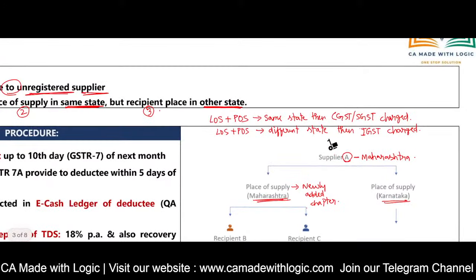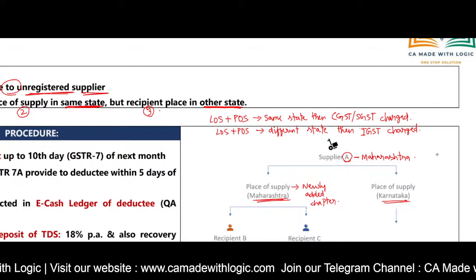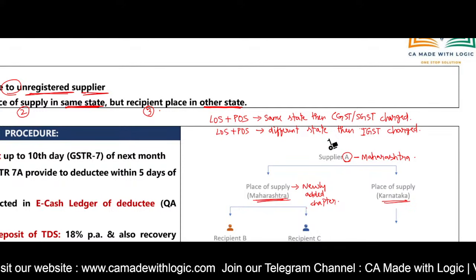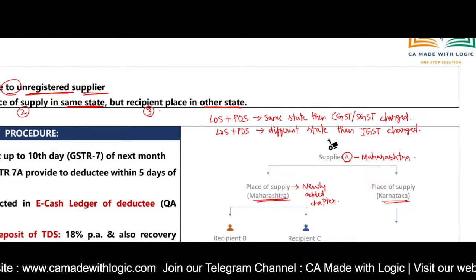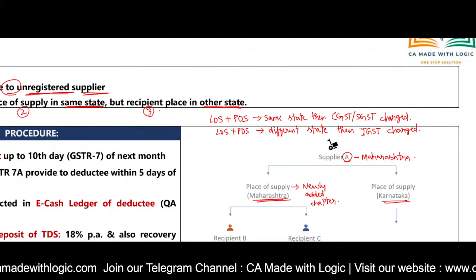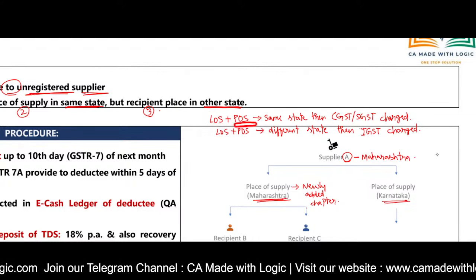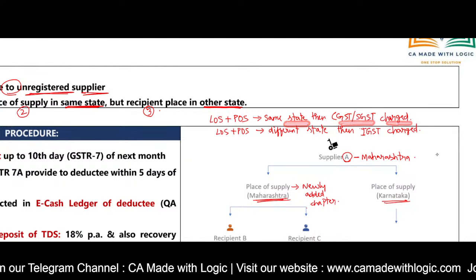Question answer can be framed related to this point. Okay, so first, before watching this particular point, you should have a background related to place of supply, then only you will be able to understand it in a better way. What is meant by place of supply is, if the location of supplier and place of supply is in the same state, then CGST and SGST will be charged.